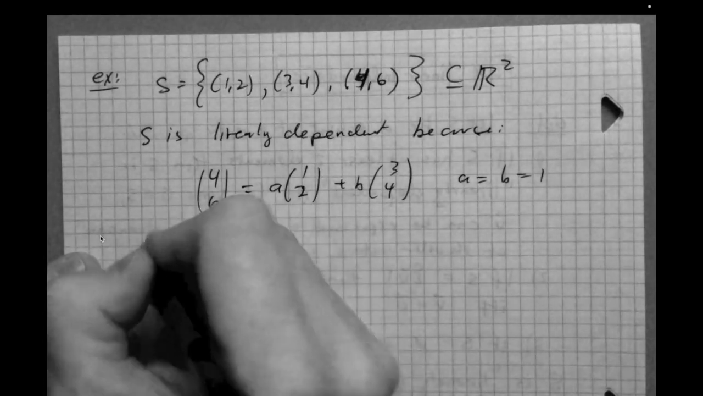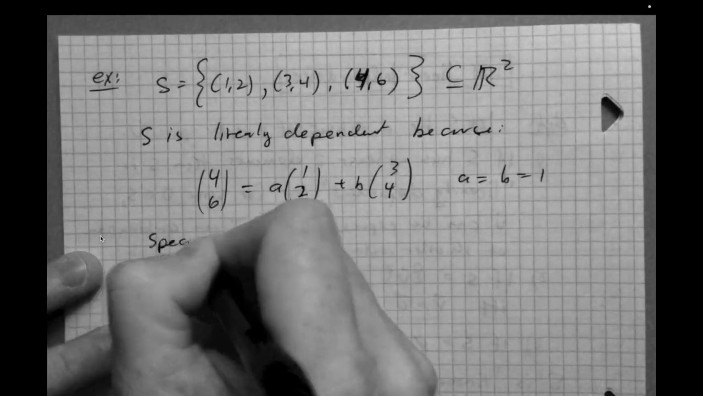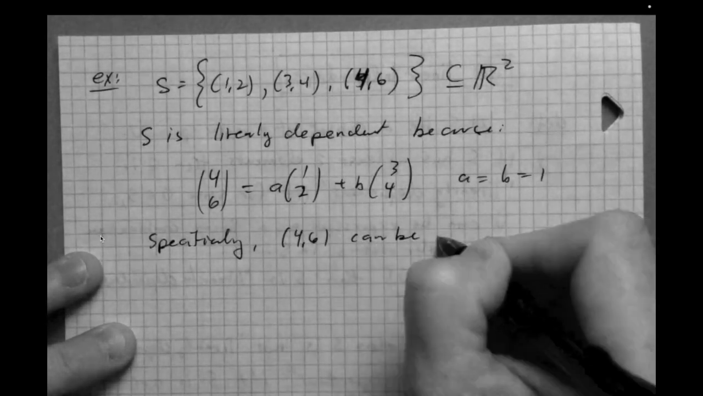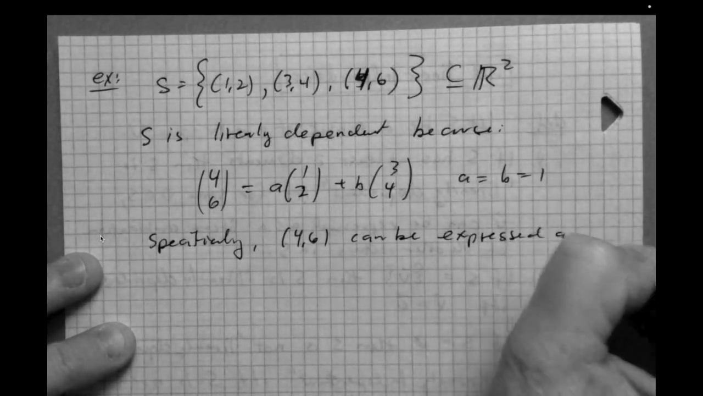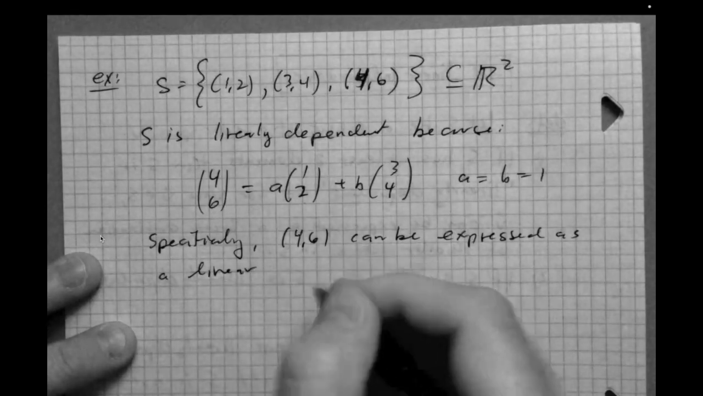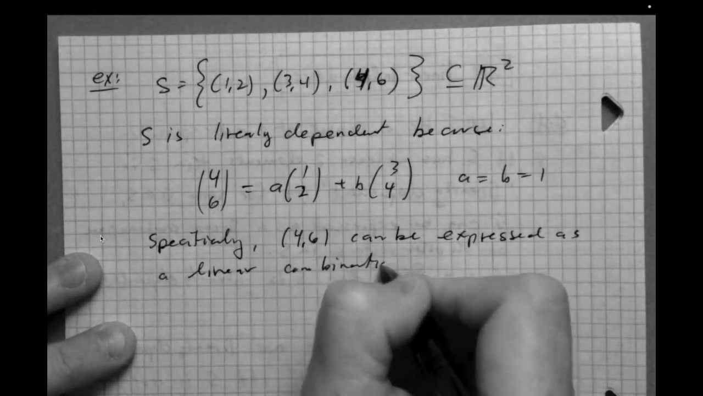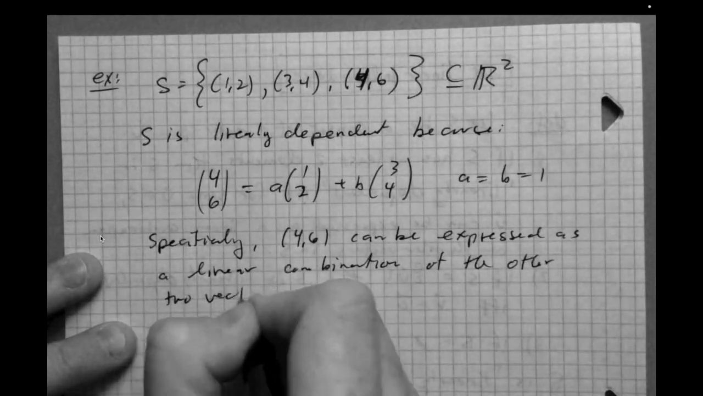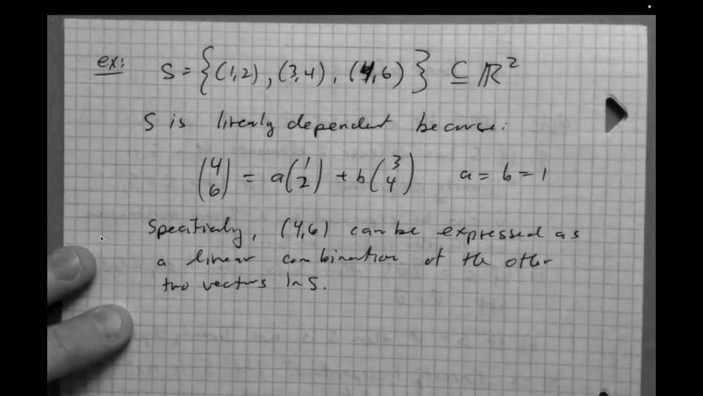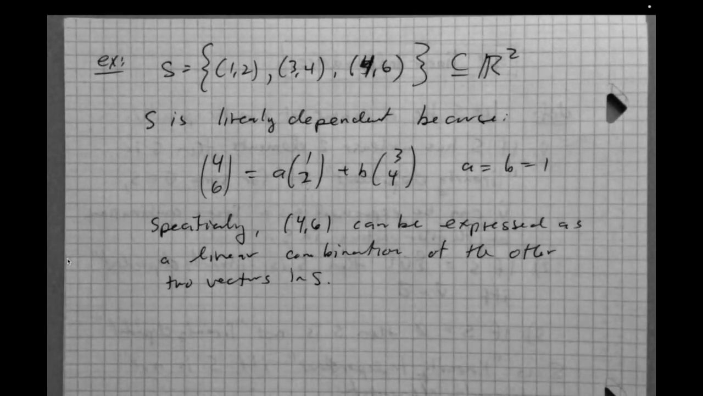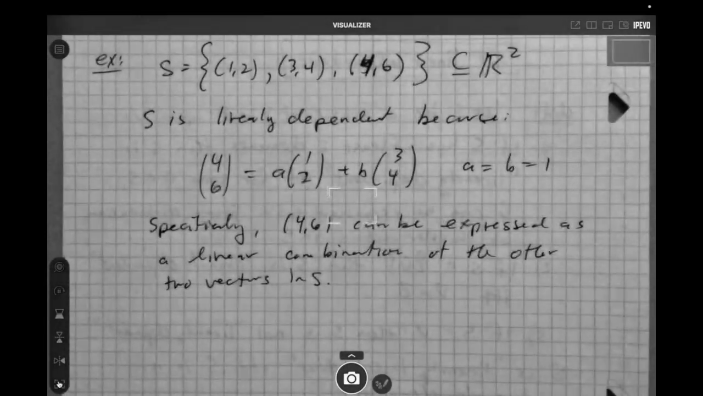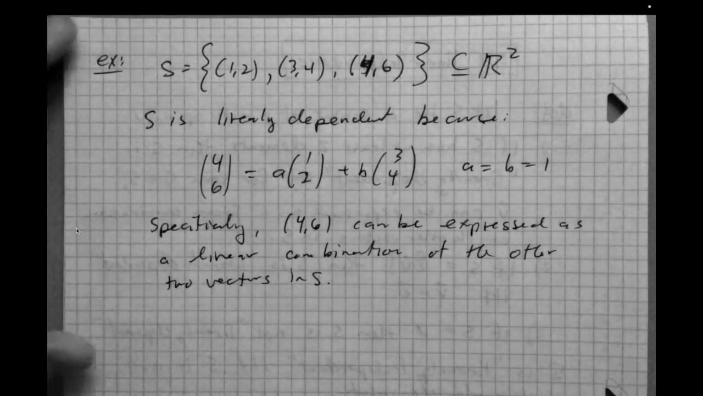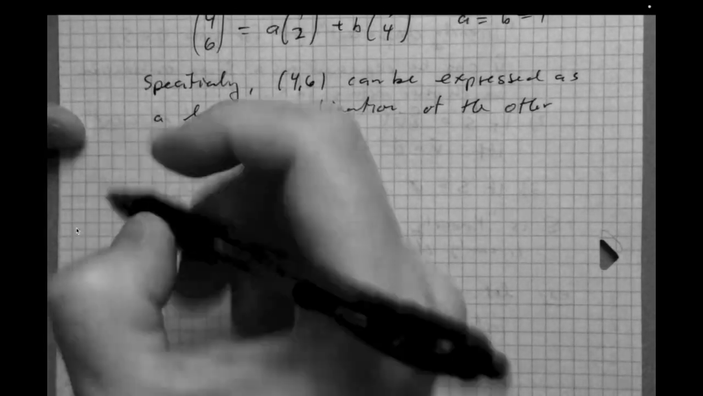can be expressed, specifically, (4, 6) can be expressed as a linear combination of the other two vectors in S. And so that's the definition of linearly dependent, okay? And so what is this? One kind of interesting way to think about this is to think about this geometrically.